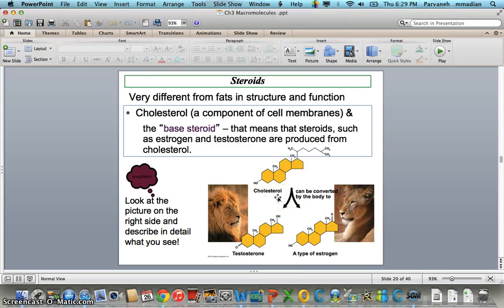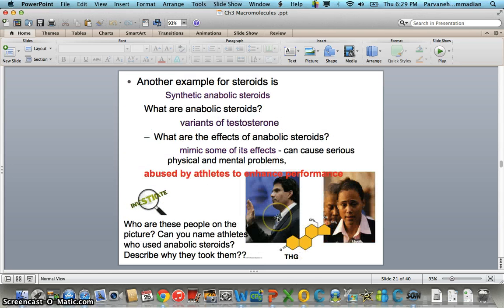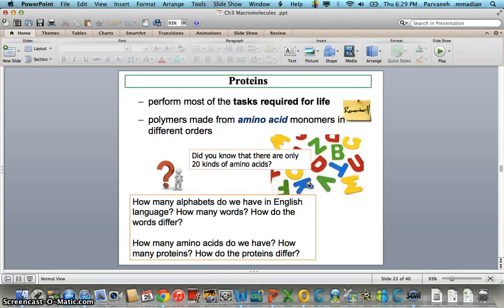So only a slight change in the cholesterol will cause estrogen or testosterone to be produced. You can see a small change in the chemical structure causes huge changes in the appearance. Now, you're also familiar with the synthetic anabolic steroids. Some athletes, even though it's illegal, take them to build more muscle and enhance their performance.